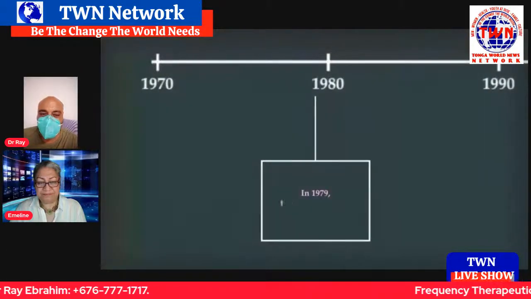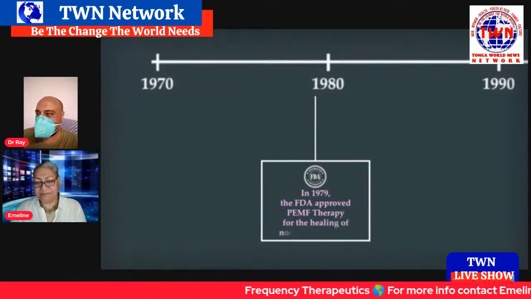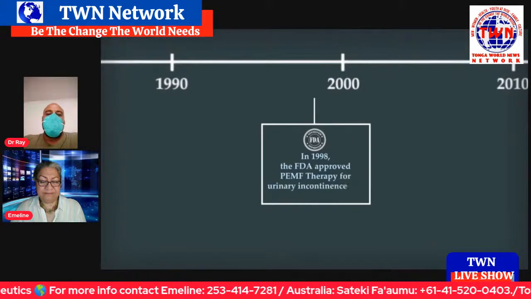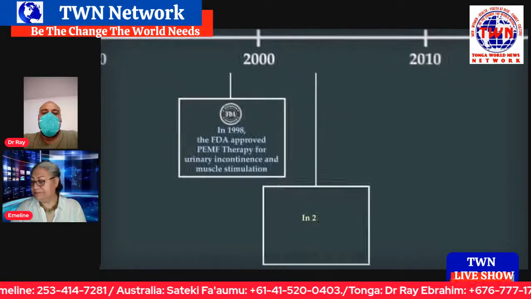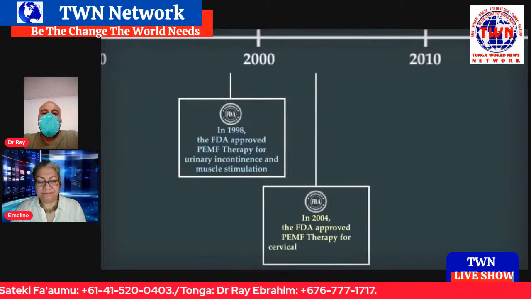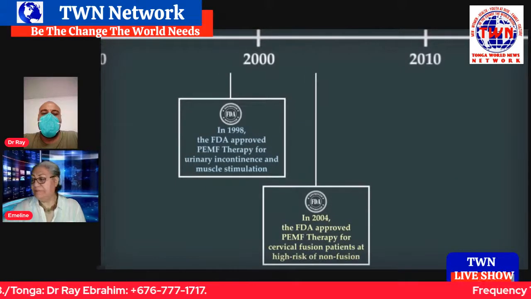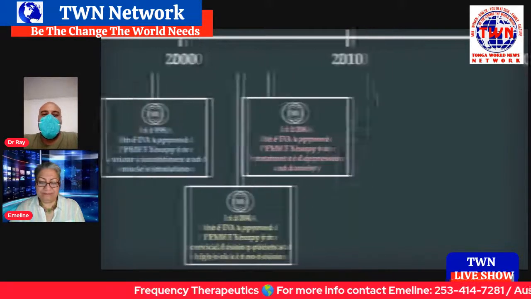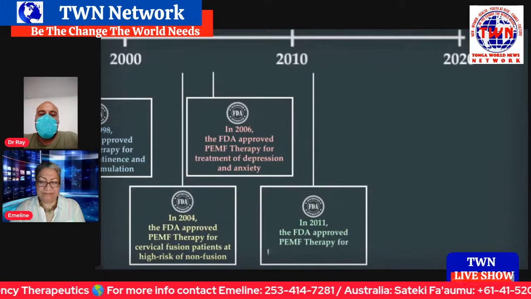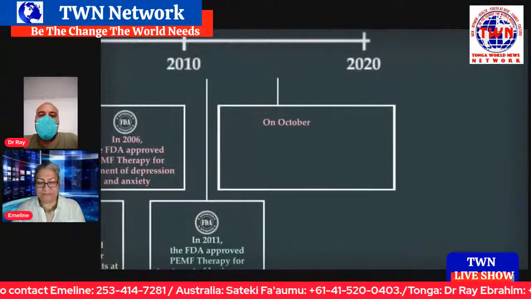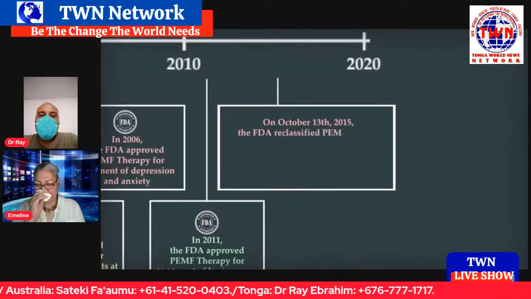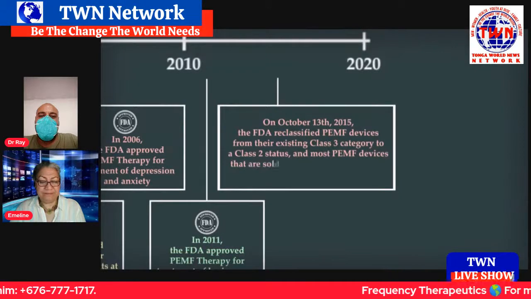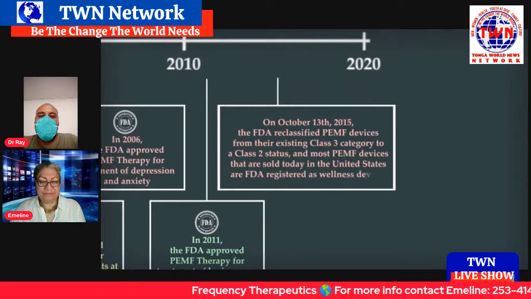In 1979, the FDA approved PEMF therapy for the healing of non-union fractures. In 1998, the FDA approved PEMF therapy for urinary incontinence and muscle stimulation. In 2004, the FDA approved PEMF therapy for cervical fusion patients at high risk of non-fusion. In 2006, the FDA approved PEMF therapy for treatment of depression and anxiety. In 2011, the FDA approved PEMF therapy for treatment of brain cancer. On October 13, 2015, the FDA reclassified PEMF devices from their existing Class 3 category to a Class 2 status. And most PEMF devices that are sold today in the United States are FDA registered as wellness devices.